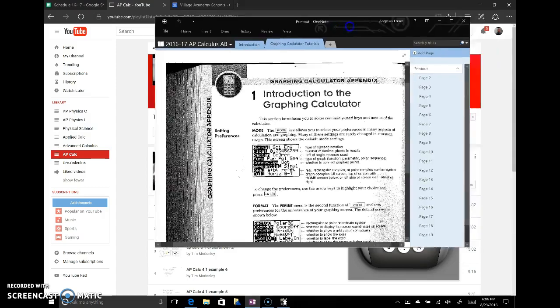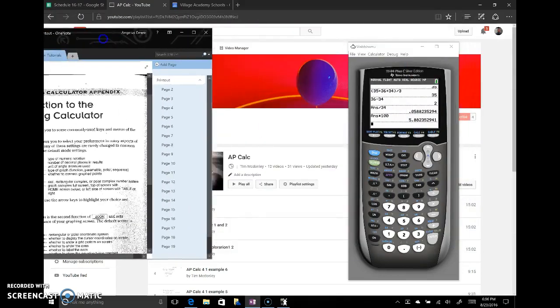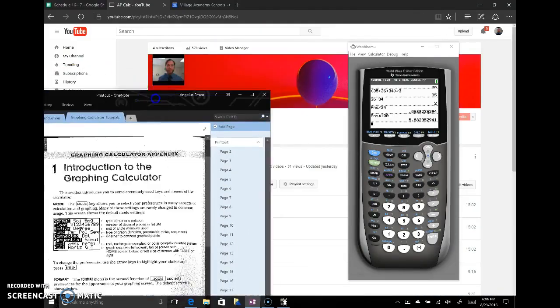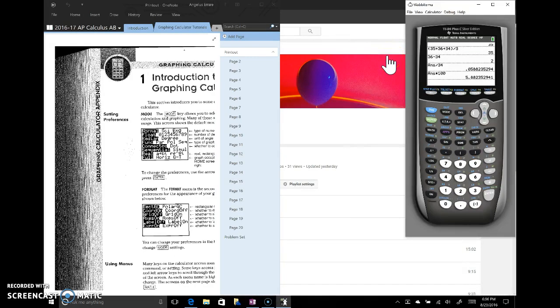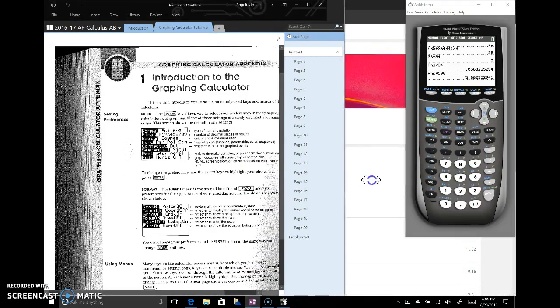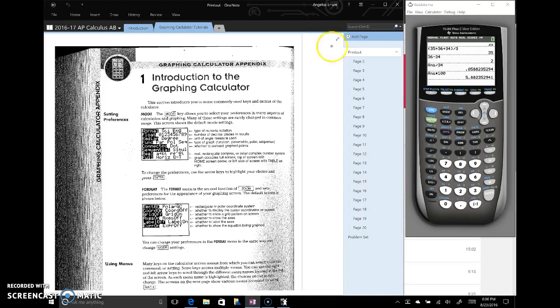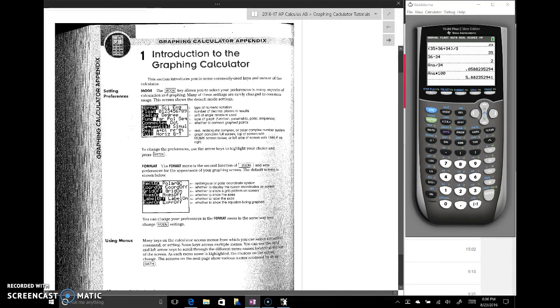I'll resize this, I think. Or not. There we go. Okay. So, let me take you through some just very basics here real quick, and then we'll get going.